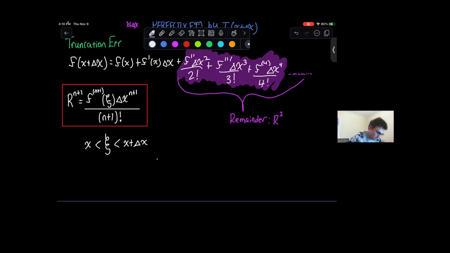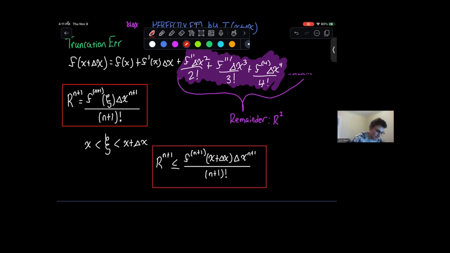So we can say that the n plus 1 remainder is always going to be less than or equal to f with the n plus 1th derivative evaluated at x plus delta x, multiplied by delta x to the n plus 1, divided by n plus 1 factorial. That is the absolute biggest a remainder can be.